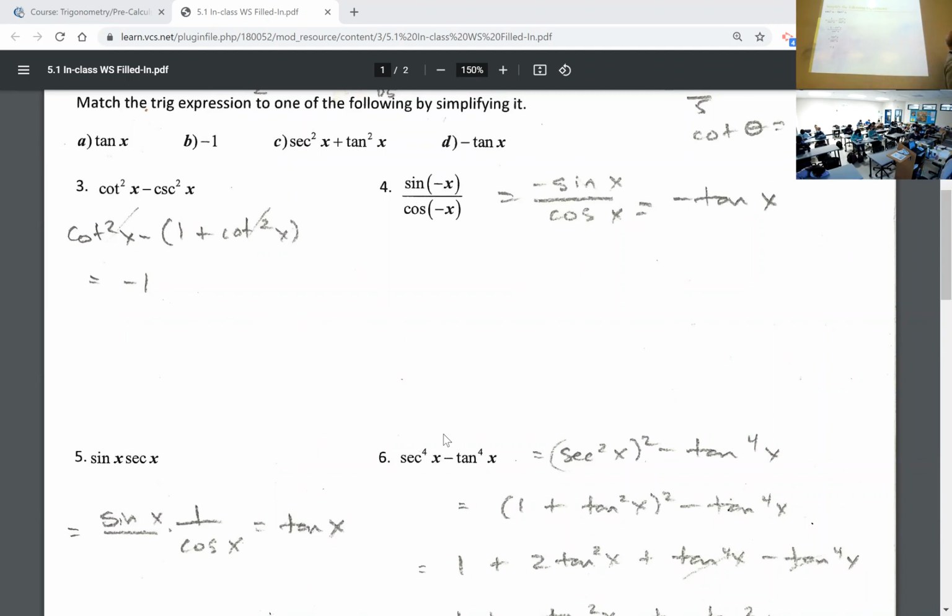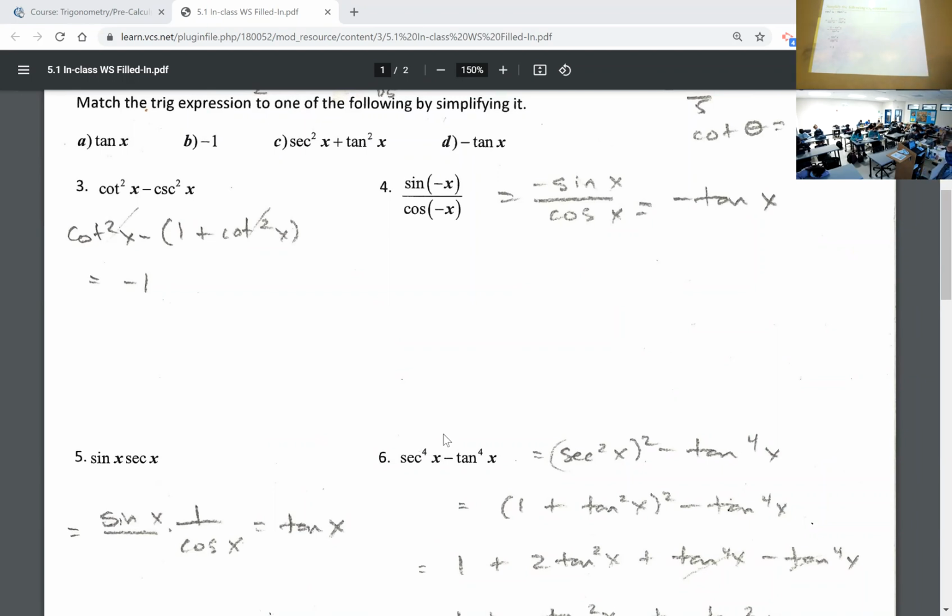Well, cotangent squared x minus cosecant squared x. Using my trig identity for cosecant, I can replace that with 1 plus cotangent squared. The reason I did that is because now cotangent squared minus cotangent squared cancels out, and I'm left with -1. So that's B.